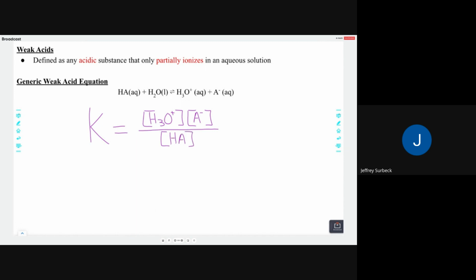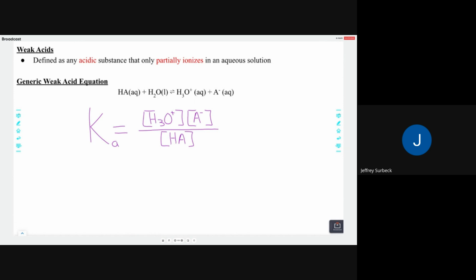Now, the other thing is we are going to consider solutions to be aqueous solutions. That means water is going to be involved in the process. For an acid, water is going to be that other reactant. Now, it's still a liquid, so it's not included in our equilibrium expression. And then we add one extra thing here. Because this is K, the acid dissociation constant, for an acid, we specifically call this Ka.